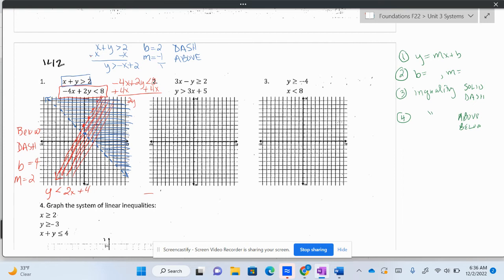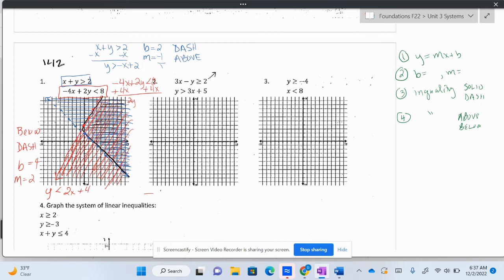So hopefully you see that the solution area of the system is just the place that the two solutions overlap. So it's just this blue and red area. It does not include the line, okay? All right, let's do the next one.